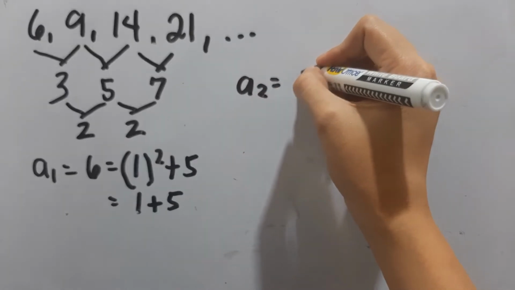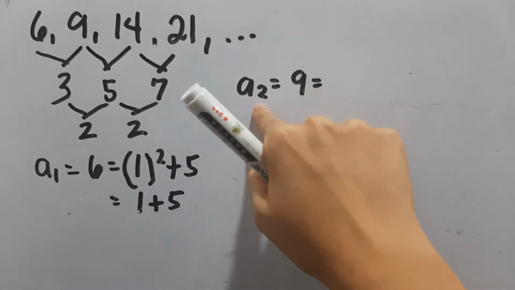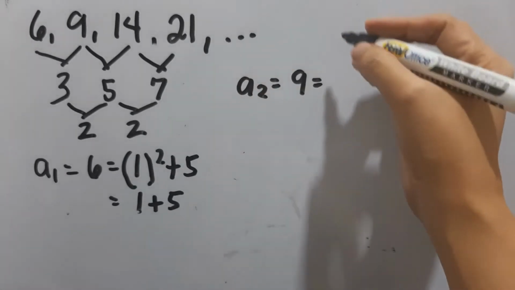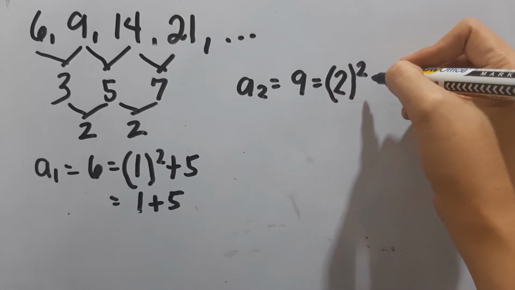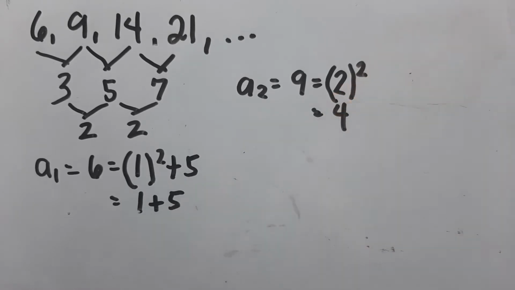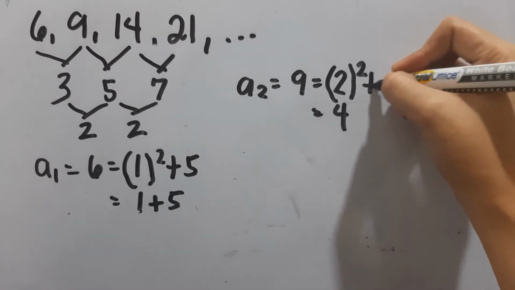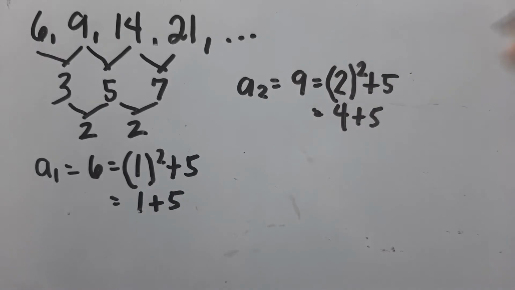Ang second term niya ay 9. Sabi ko, itong subscript niya, yung maliit na number, siya yung i-square. So, 2 squared is 2 times 2, which is 4. Ilan ang kulang para maging 9? Tama, kulang siya ng 5. Kasi 4 plus 5 is equal to 9.